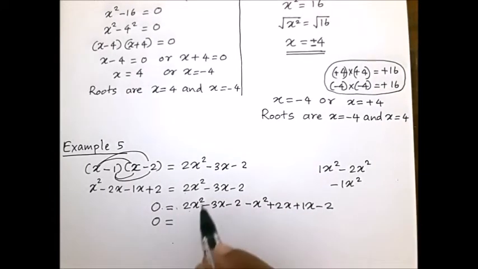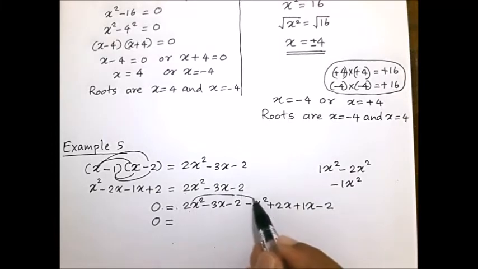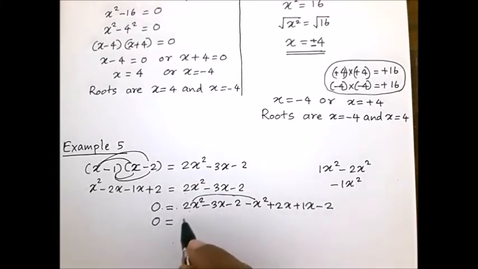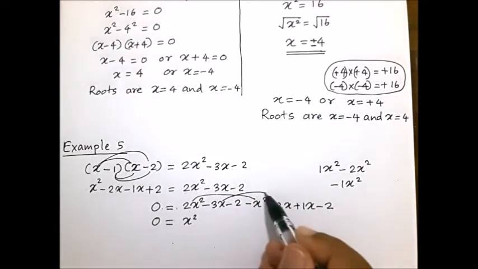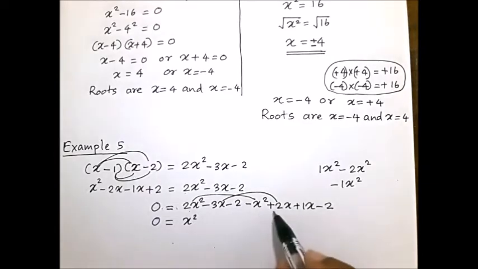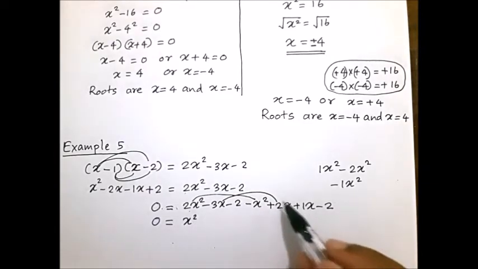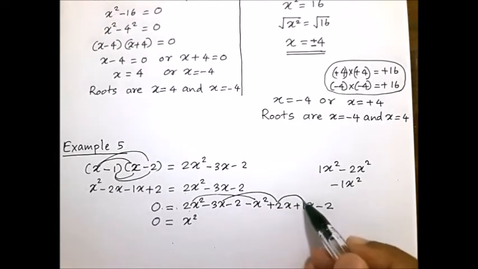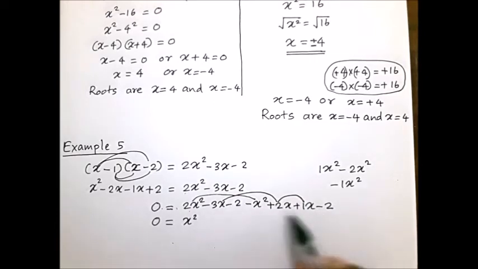2x to the power 2 minus 1x to the power 2 is 1x to the power 2. Don't write 1 here. Then 3x minus 3x plus 2x, minus 1x plus 1x. The x terms cancel here.